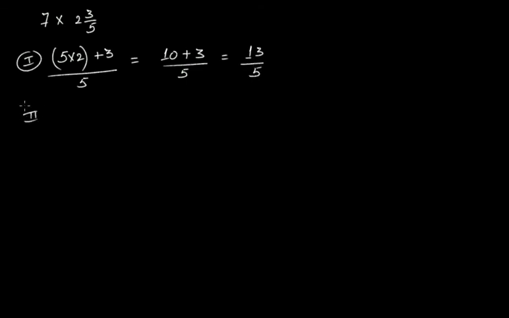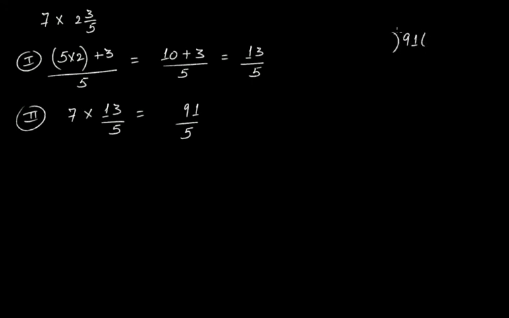The second step would be, now multiply this 7, that is the whole number, with this improper fraction. So if you multiply 7 by 13, this will be 91 by 5. Now you can write this 91 by 5 into a mixed fraction, and that will be by this step.